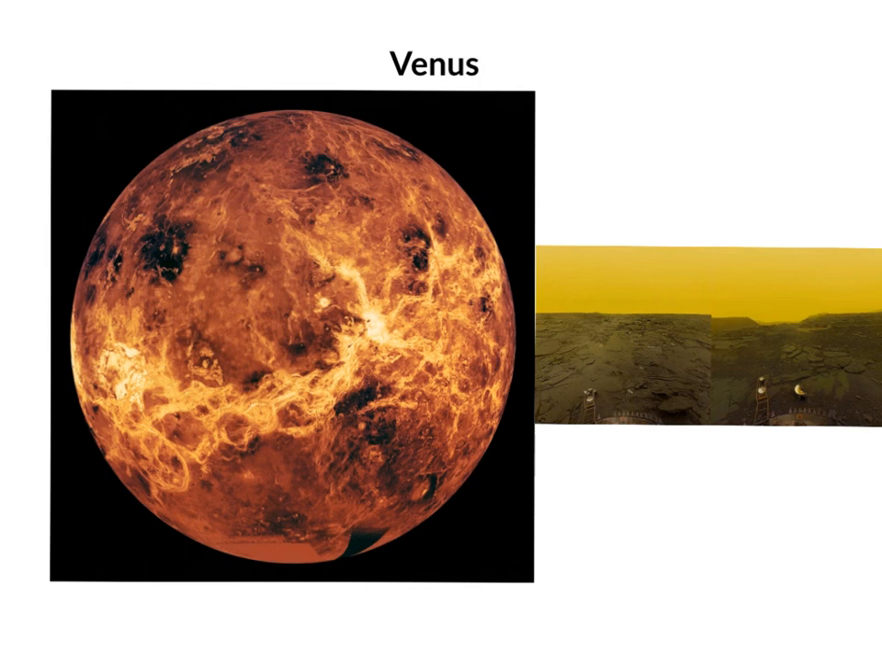Well, carbon dioxide absorbs heat. Just like it does on our planet, it absorbs heat on Venus. So because of all of that global warming, Venus actually became the hottest planet in our solar system.